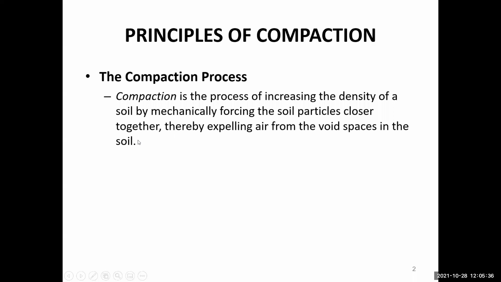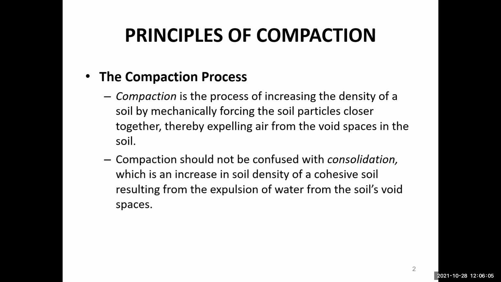So you remember that a soil has three types of materials: the solid particles, the liquid, that is the water, and the air. So compaction is the removal of the air between the soil particles, thereby the soil particles come closer to each other. Whereas the removal of the moisture from the soil is a process which is called consolidation. So there is a difference between the consolidation and the compaction.